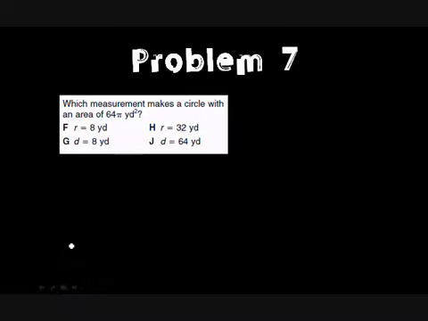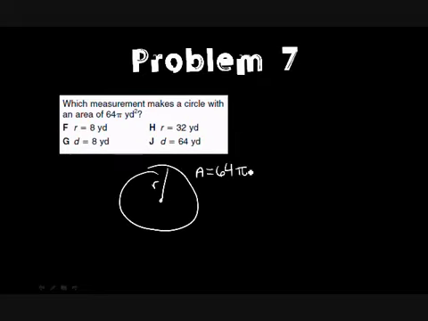Okay, problem number 7. It says, what measurement makes a circle with an area of 64 pi yards squared? So we have area equals 64 pi. And you notice that the answer choices are either radius or diameter. So we want to think about which one it is that we're calculating. So we know that the area is pi r squared, and you see that both sides have a pi, and so that doesn't really contribute anything, so I'm just going to get rid of it. And at this point, the only thing that the r could be to make this work is 8, because 8 squared is 64. So our radius now we know.